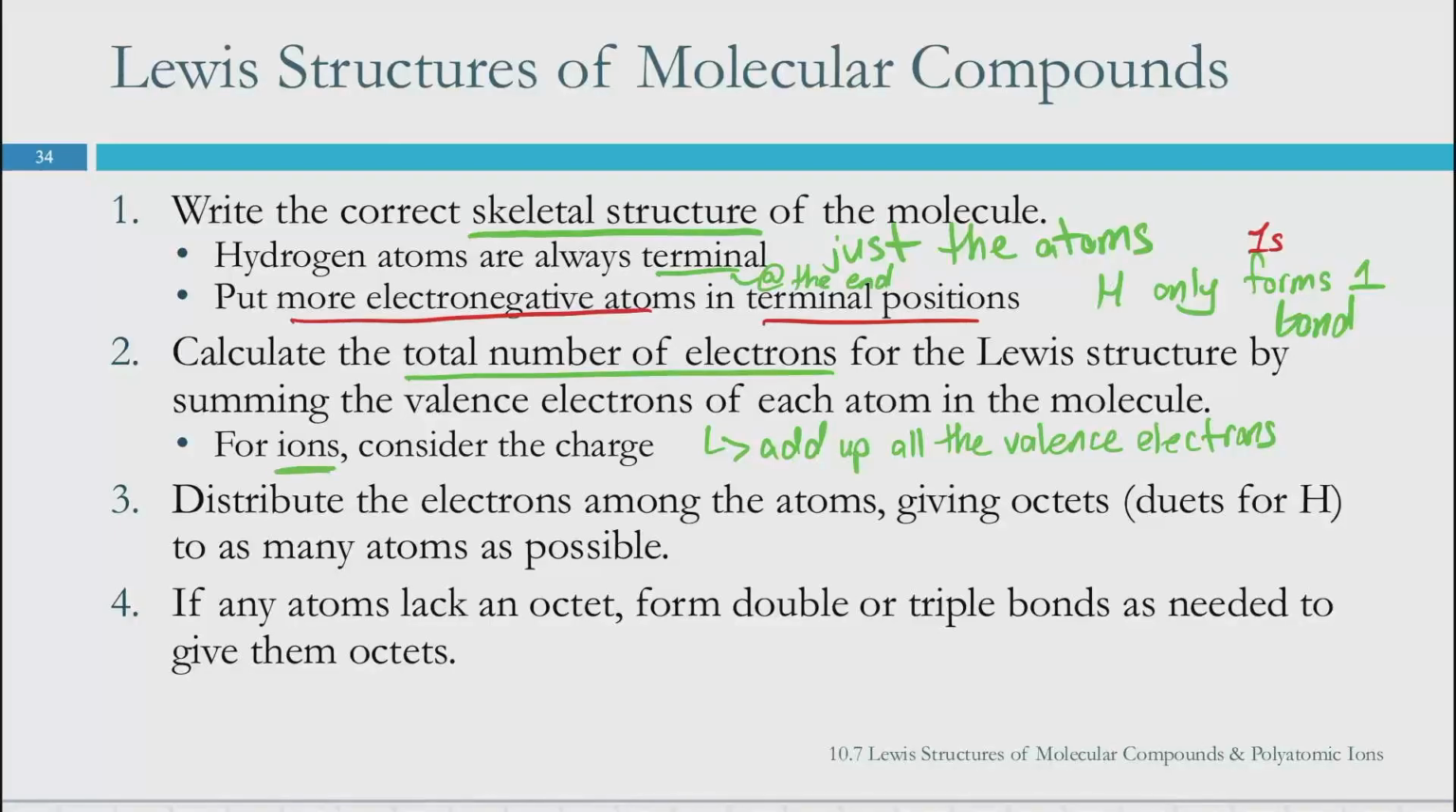And if we have ions, then we also need to consider charge. So we're going to add 1 for each negative charge, subtract 1 for each positive charge. And what we get when we add up all the valence electrons, I will abbreviate valence electrons as VE.